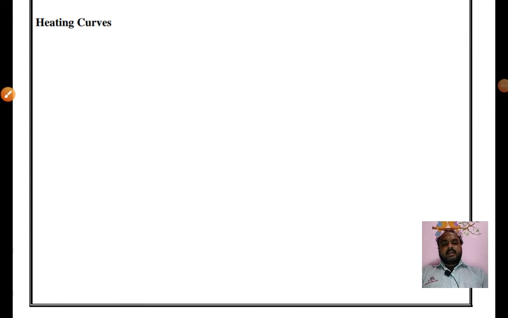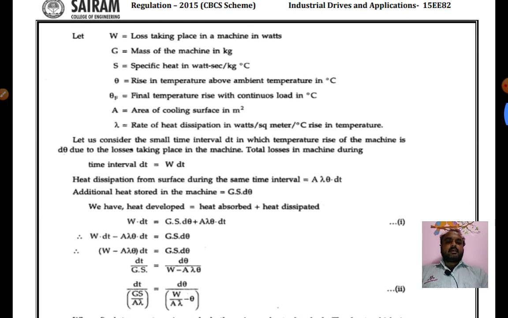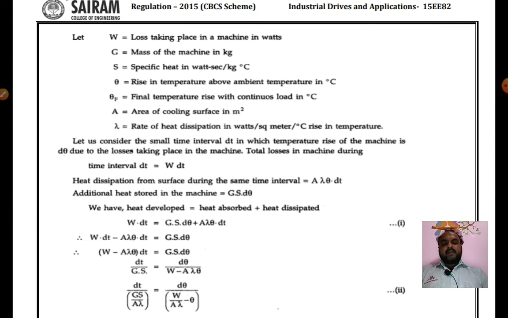Hi, here we will discuss heating curves of electrical drives. So here we have a derivation for heating curves. First, we have to assume some notations before deriving any equation.